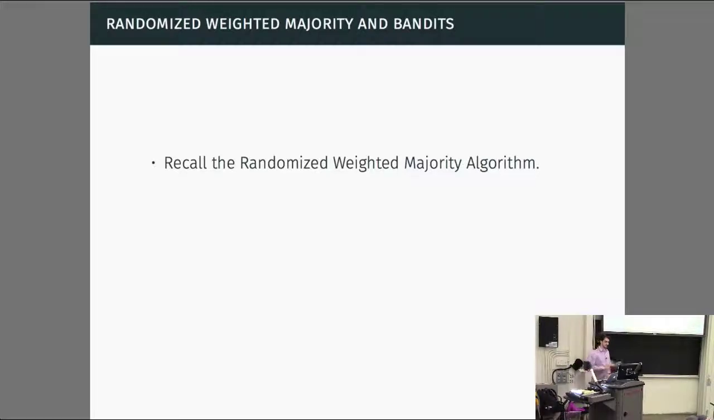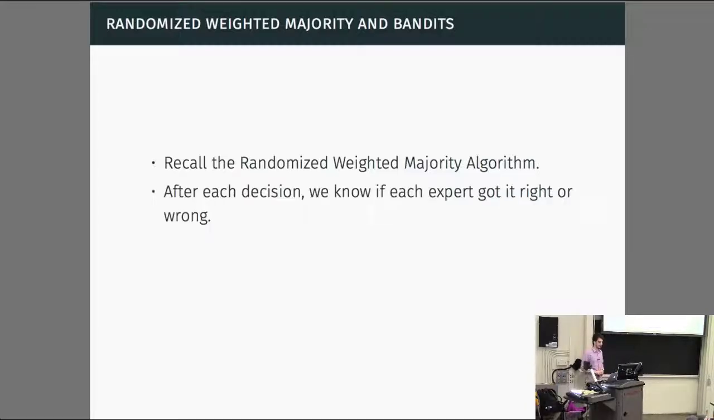So now just to sort of situate this in what we've already learned about, recall that we talked about, when we were talking about sort of no-regret learning, Ariel talked about the randomized weighted majority algorithm. So after each decision in this algorithm, remember, we know if each expert basically got it right or wrong, right?